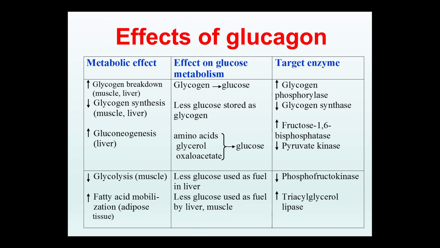I'm talking about insulin and glucagon today in brief because we had a separate lecture on the hormonal regulation of carbohydrate metabolism, where we discussed this in detail. But in this scheme you can see the metabolic effect of glucagon on the main metabolic ways in our body. And here you can see the target enzyme, the main regulatory enzyme of each of these metabolic ways.